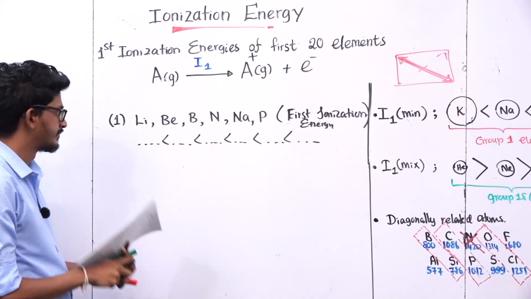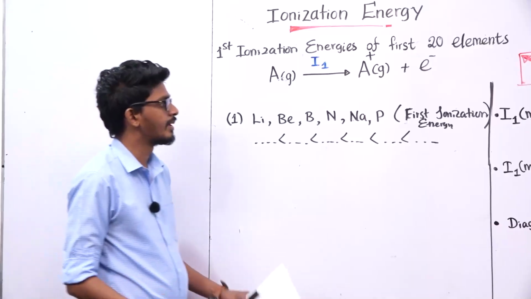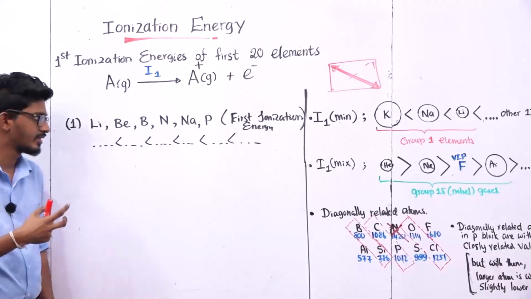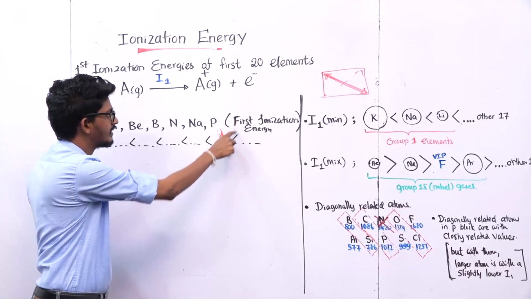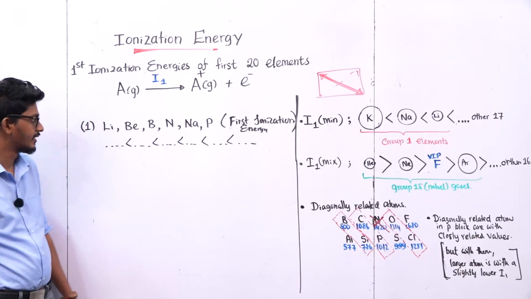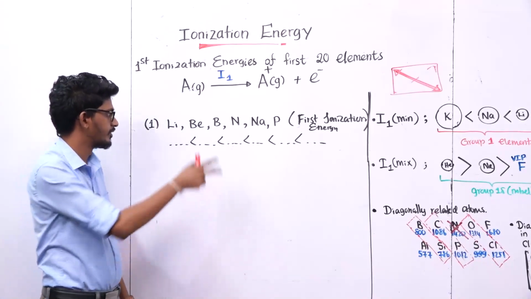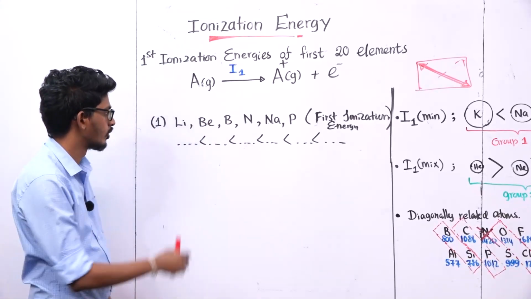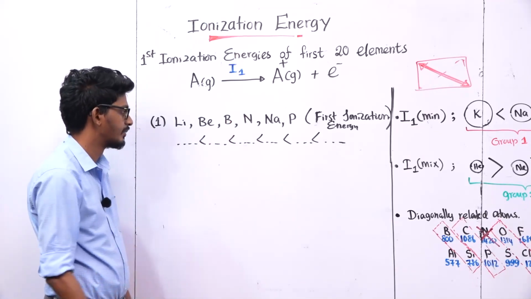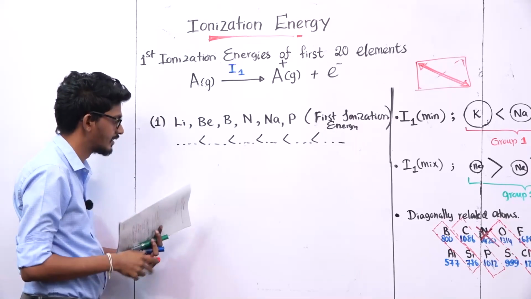Let's see how to solve this kind of question. First think of the minimums and maximums. You can't solve this kind of question just by knowing the zigzag. Just knowing the zigzag is not enough, because all of these elements do not belong to the same row, the same period. So the zigzag alone is not enough to solve this. We have to use minimum values and maximum values.